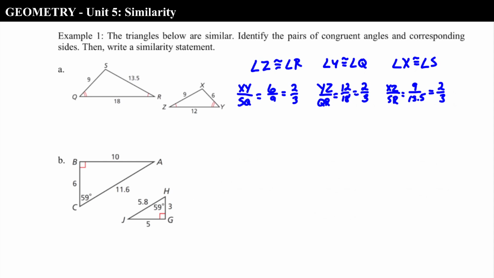Now, just like with congruence, when we write our similarity statement, we have to match up our vertices on our triangles. So triangle RQS is similar to triangle... Now let's take a look. We've got 1, 2, and none. So 1, 2, and none. Z, Y, X.